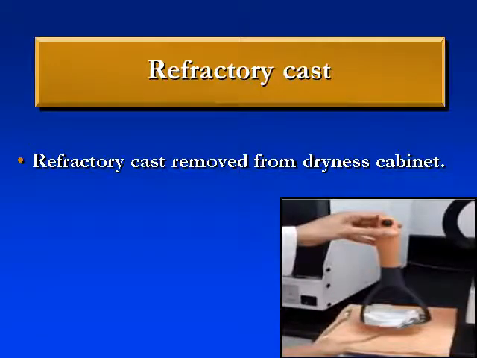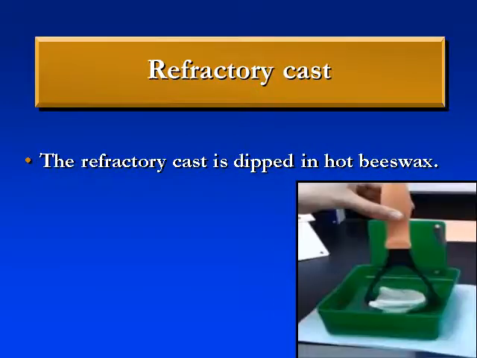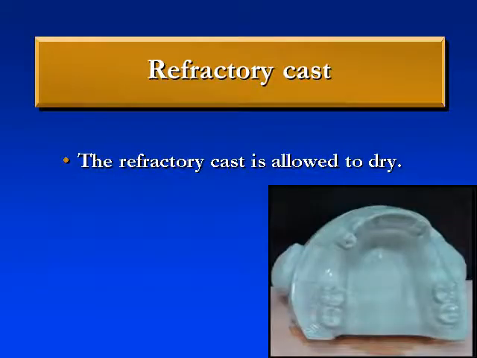So, in this procedure, the refractory cast is removed from the drying cabinet. The refractory cast here is dipped in hot beeswax. Now, as we saw here, the refractory cast is allowed to dry. We saw the surface of the refractory cast is made smooth and dense, and this is the requirement for the surface of the refractory cast. Again, we repeat, the refractory cast is made from the investment material after we pour it in the duplicating mold.